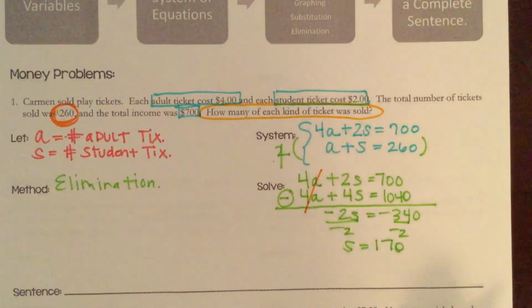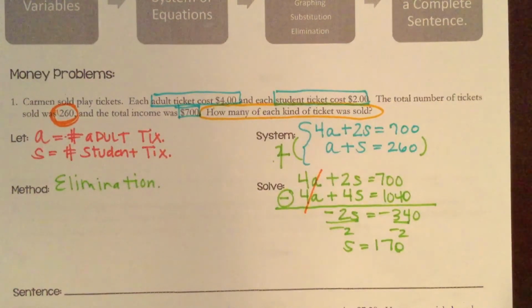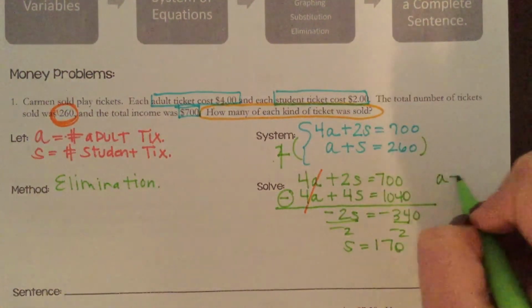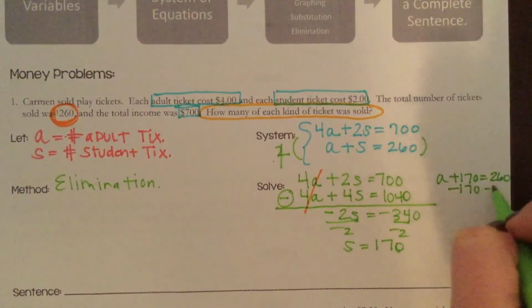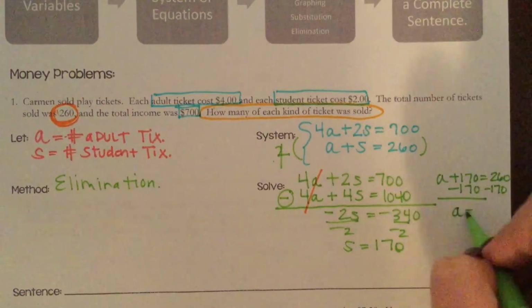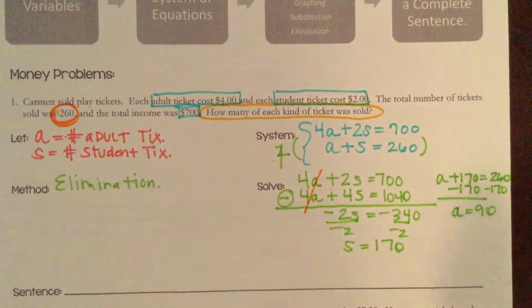In order to find the number of adult tickets sold, it looks easiest to use this bottom equation. A plus S equals 260, and I know that S is 170. So A plus 170 equals 260. I can subtract the 170 on both sides, and I find that the number of adult tickets sold were 90.